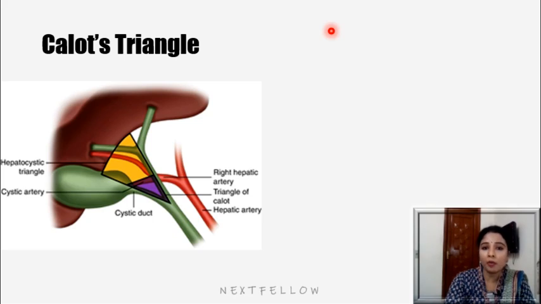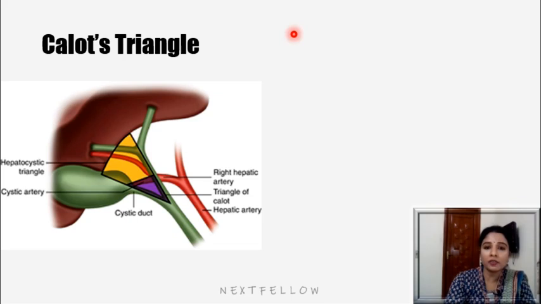But the modern definition gives more consistent borders, because the cystic artery has considerable variation in its anatomical course and origin. Because of this variation, the original triangle is very difficult to define. For that reason, presently this whole thing is considered Calot's triangle.